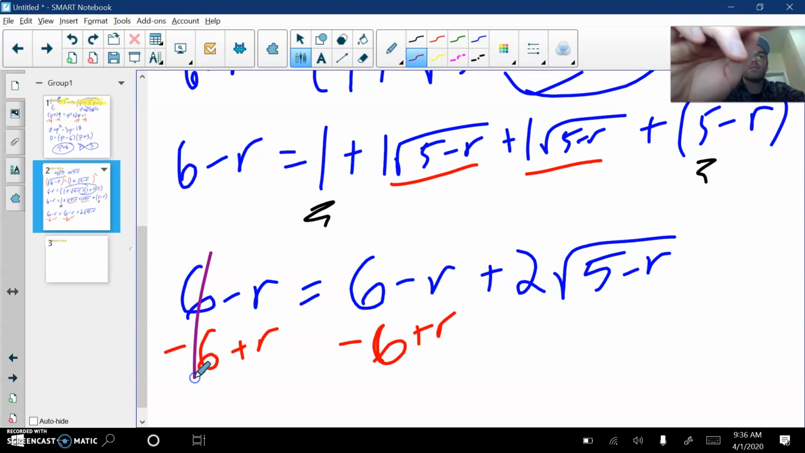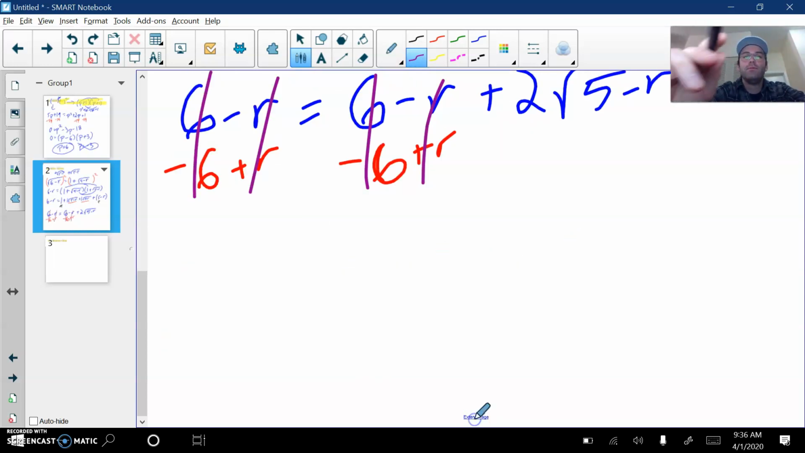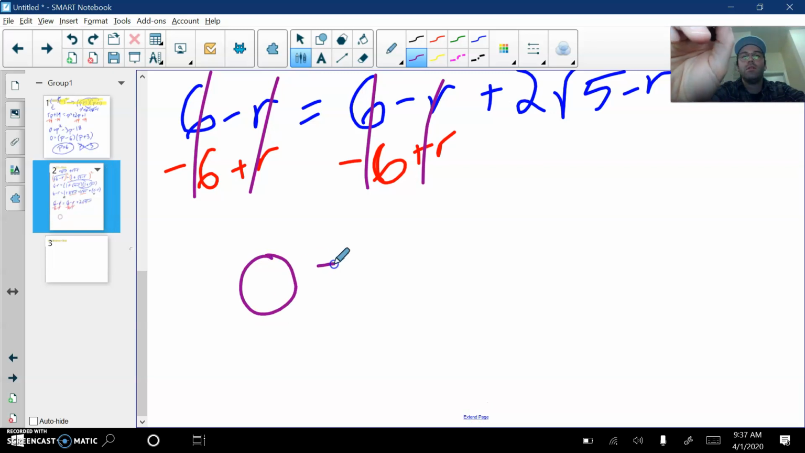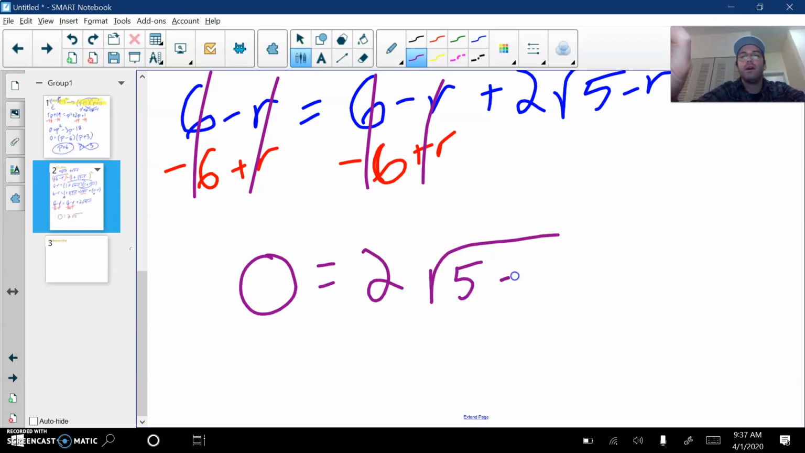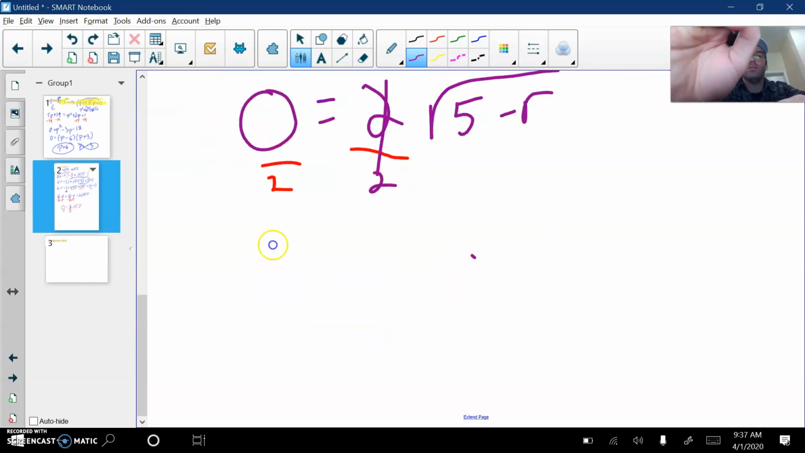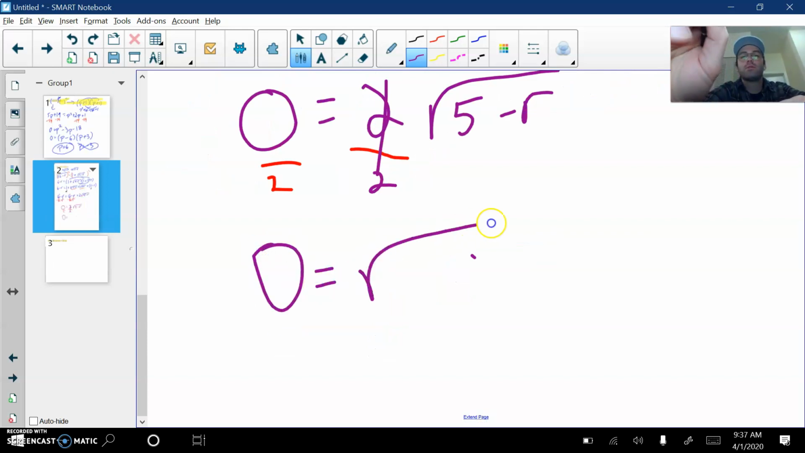All right, all this stuff is going to cancel out. So now I'm going to get 0 equals 2 root 5 minus r. Now here's the deal. I can't have this 2 here, so I got to divide the 2 out as well. Well, 0 divided by anything over 0 is just 0. So I get 0 equals square root of 5 minus r.